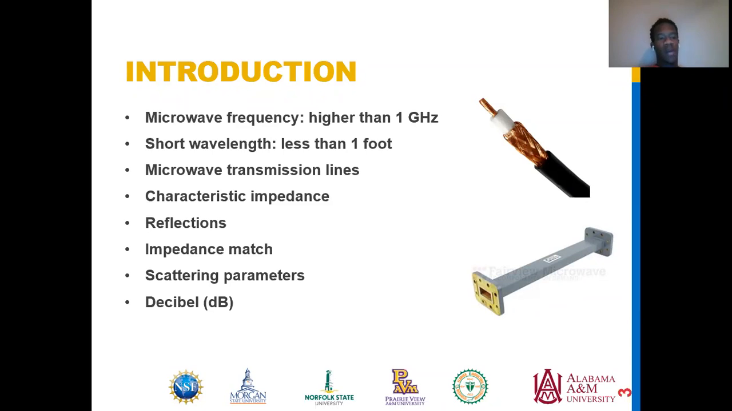For this, we're looking for a characteristic impedance, and that is forward voltage divided by forward current. And it's forward because sometimes the voltage and current can bounce back. The bounce back is called reflection, and in order to have zero reflection, we need impedance match. Impedance match is at 50 ohms, and it allows for maximum power transfer and zero reflection. We're also working with scattering parameters such as S11, S12, S21, and S22, and the unit for these parameters is decibels.